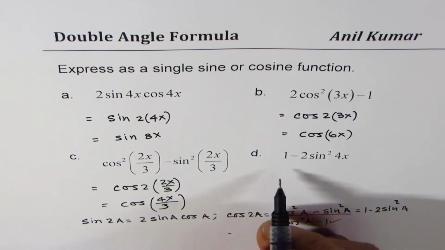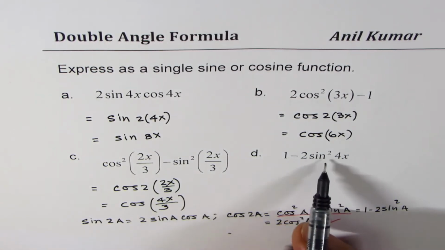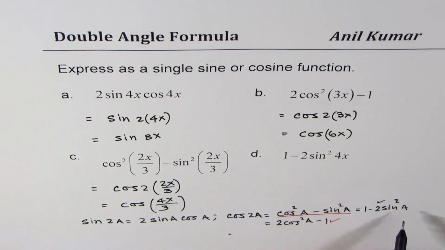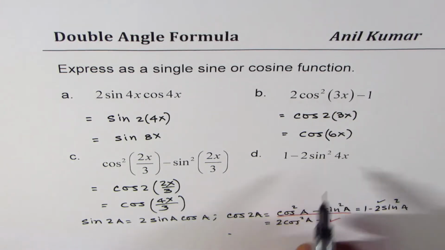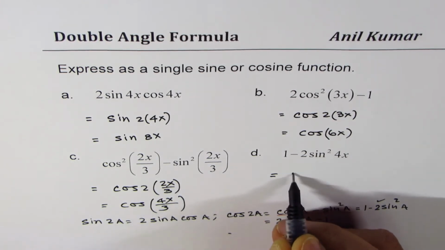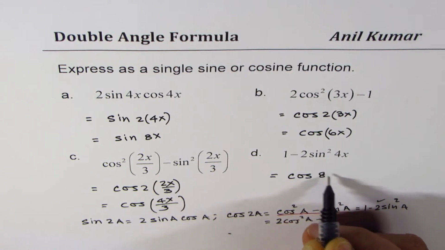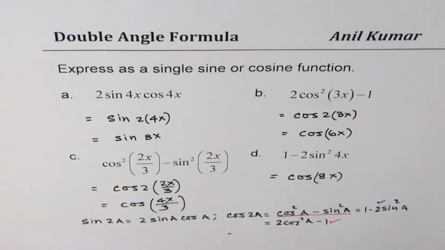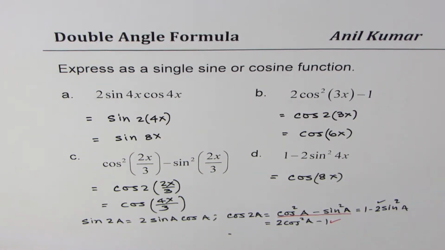Perfect. The last one here is 1 minus 2 sin square 4x, which is similar to the third formula, 1 minus 2 sin square a. A is 4x, twice a will be 8x. So I could write this as cos of 8x. So I hope that is clear. We'll take up a few more examples to practice.